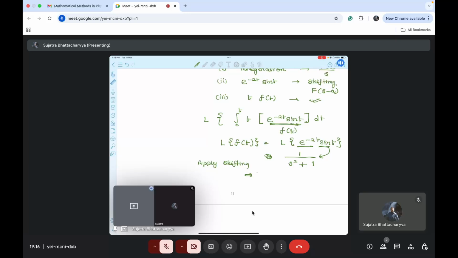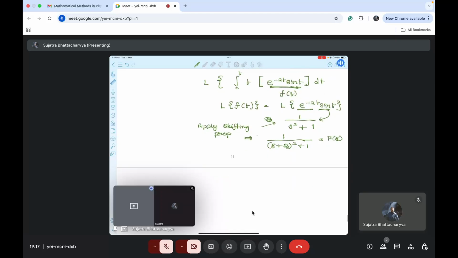Shifting property. To this, you get 1 upon s plus 2. Remember, we have e to the power at and we write it as s minus a. So now you have minus, so it will be plus. This plus 1. That's all. This is the Laplace transform of f(t), which is the shifting property, e to the power minus 2t into sin t. Great. This is done. So this becomes your F(s).